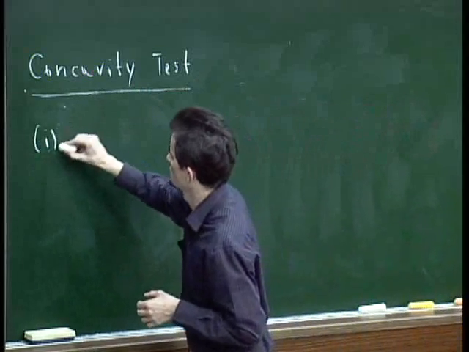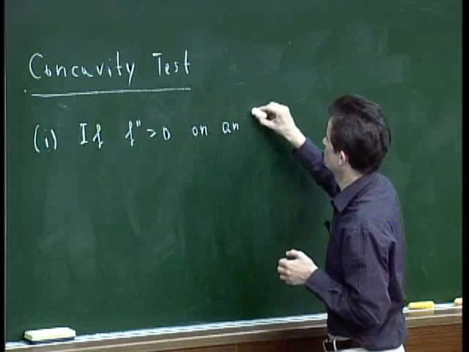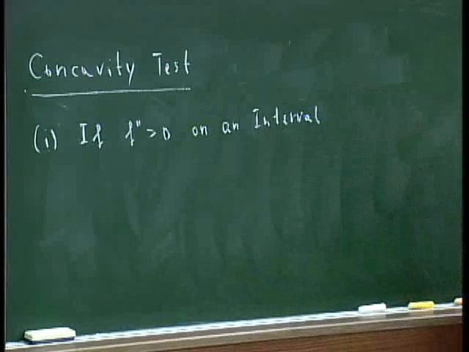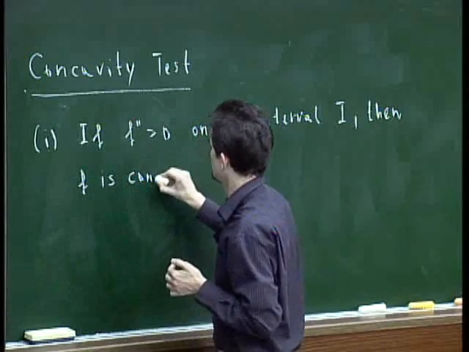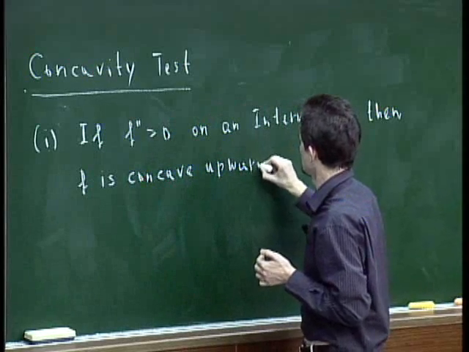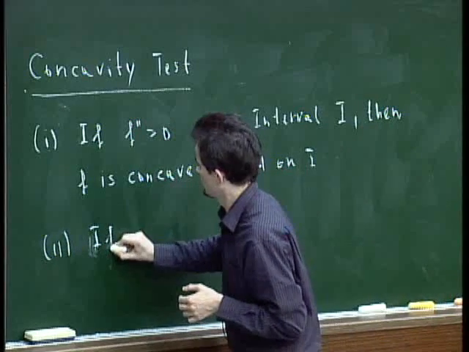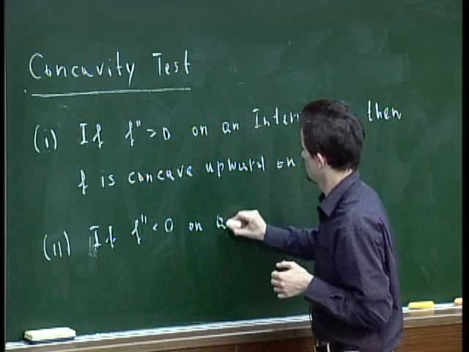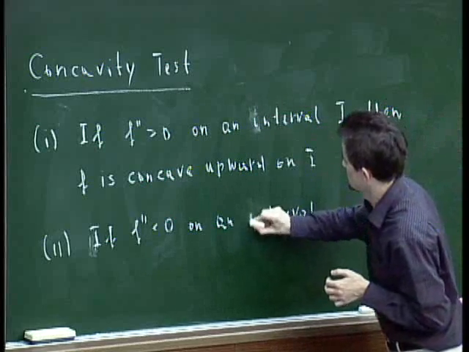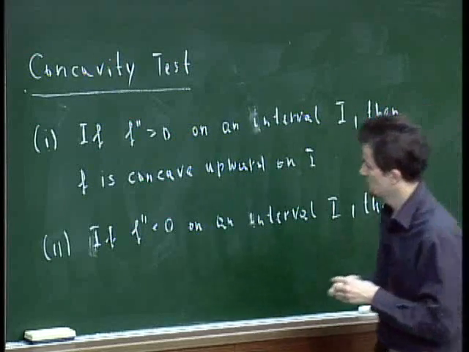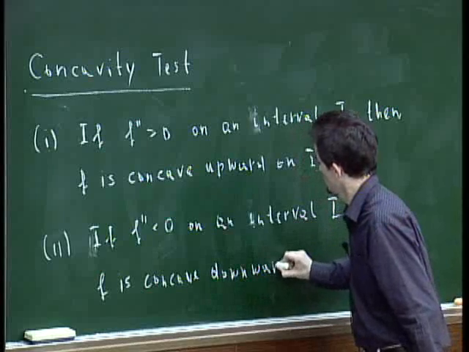First, if the second derivative is larger than 0 on an interval I, then f is concave upward on I. Similarly, if the second derivative is smaller than 0, then f is concave downward on I.